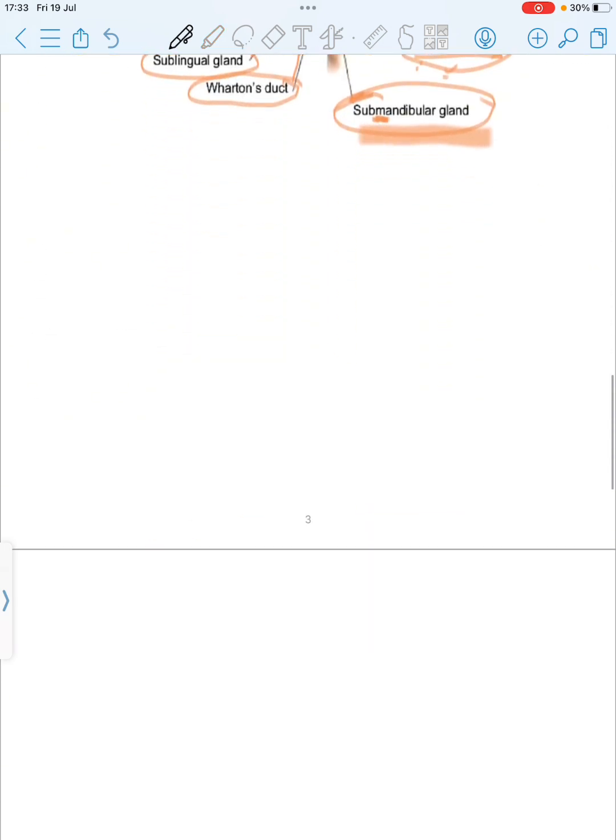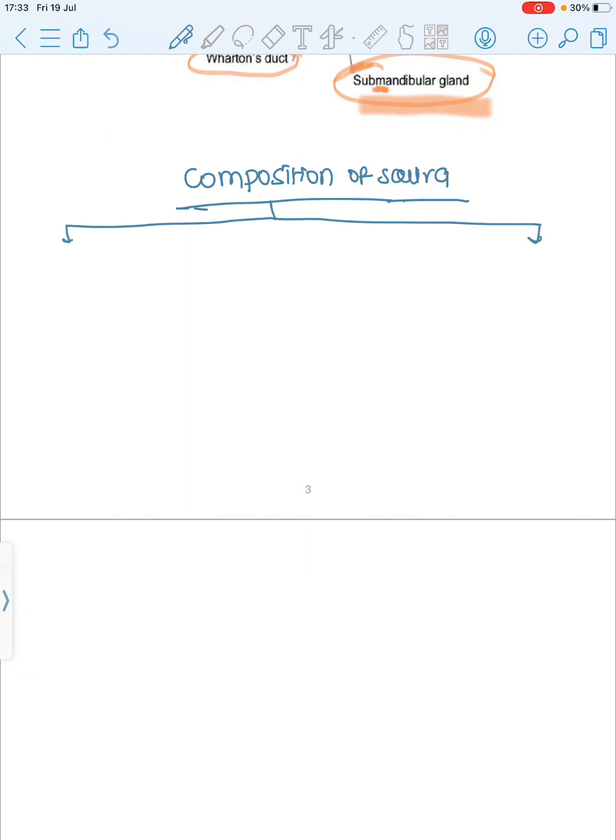Now let's come to the point, the composition of saliva, which is our main topic. Today we do the composition of saliva, and tomorrow the next topic, then the next one. In the composition of saliva we have three things. First one is water, which is 99.5%. In the remaining 0.5%, we have solids, which are 0.4%, and gases, which are 0.1%. Gases like nitrogen, carbon dioxide, oxygen.